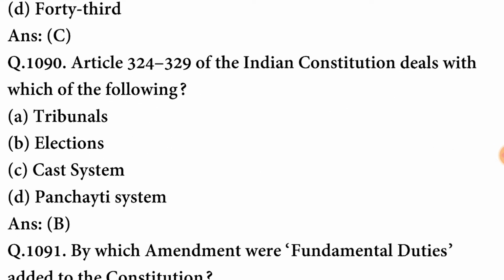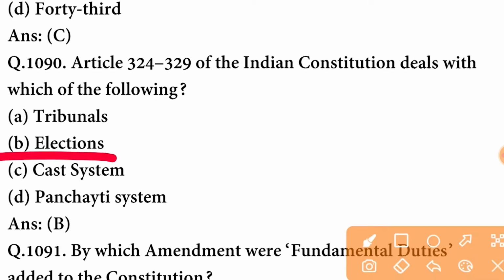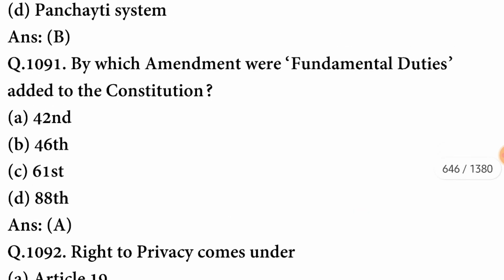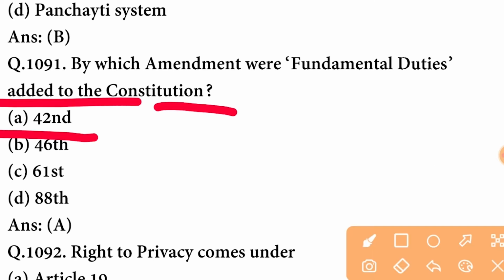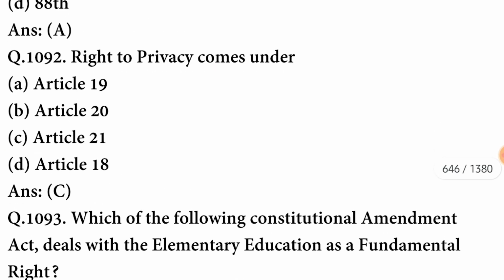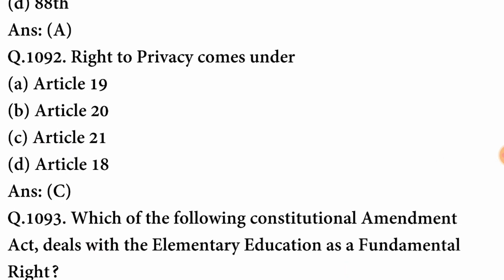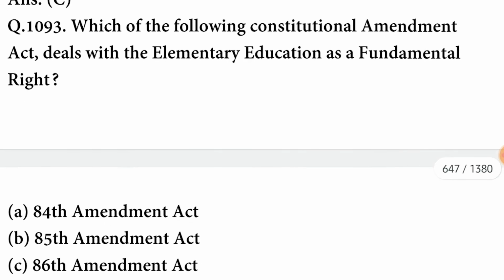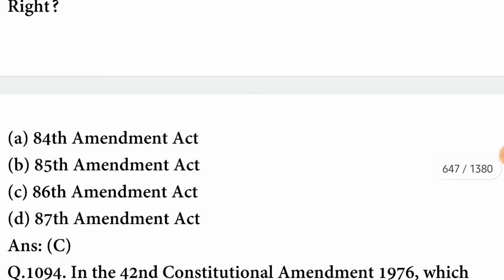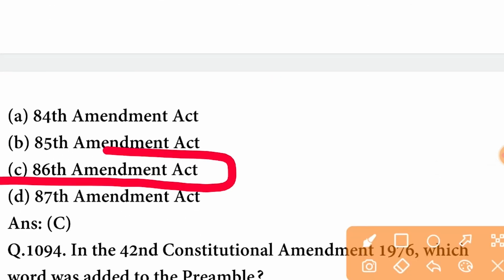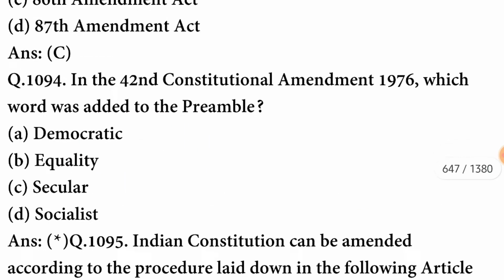Article 324, 329 of the Indian Constitution deals with which of the following? It deals with elections. B option is correct. By which amendment were fundamental duties added to the Constitution? The amendment was 42nd Amendment. Right to privacy comes under Article 21. Which of the following Constitutional Amendment Act deals with the elementary education as a fundamental right? The amendment is 86th Amendment Act.